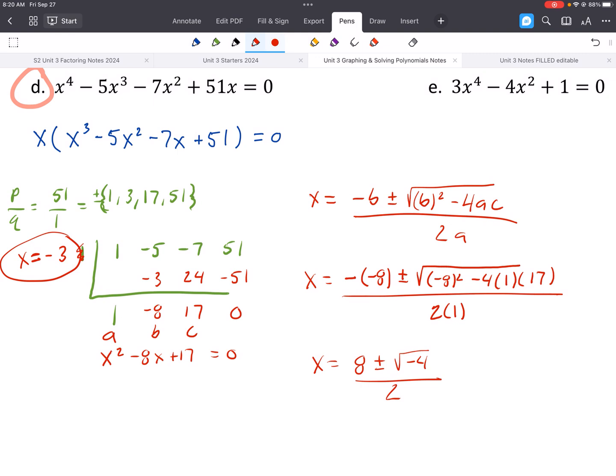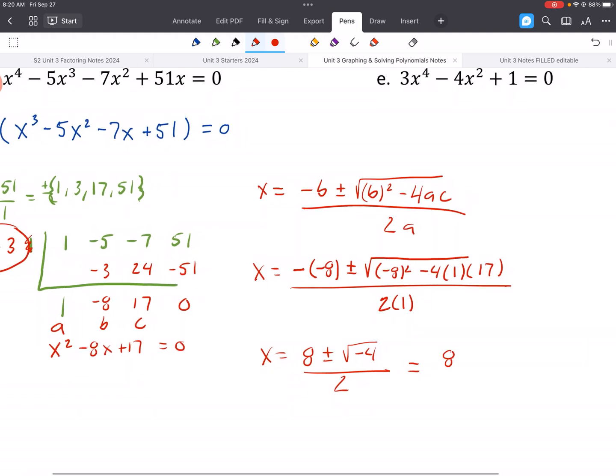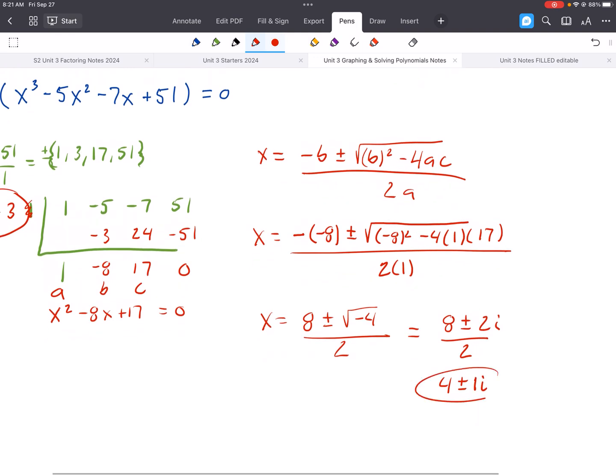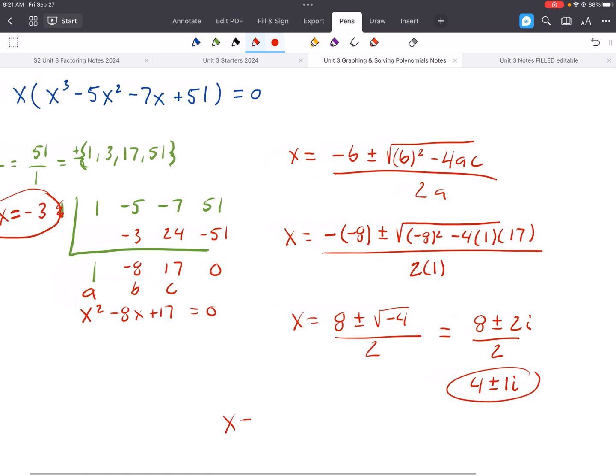Okay, so the next thing that we want to do is simplify the root. So we actually can do the square root of 4. That's just 2. And the square root of a negative is imaginary. So we'll end up getting 8 plus or minus 2i over 2. And then after that, we can try and simplify the fraction. So we'd end up getting 4 plus or minus 1i. And that's your answer. Okay, so we have x equals -3, comma, 4 plus 1i, and 4 minus 1i.